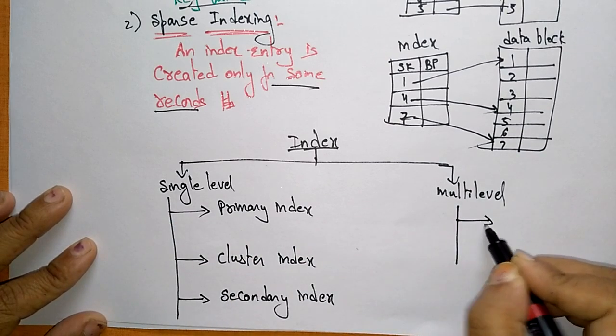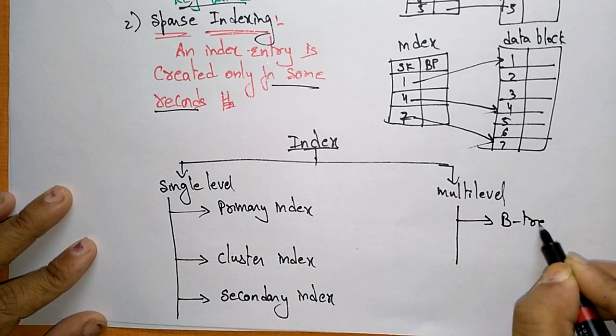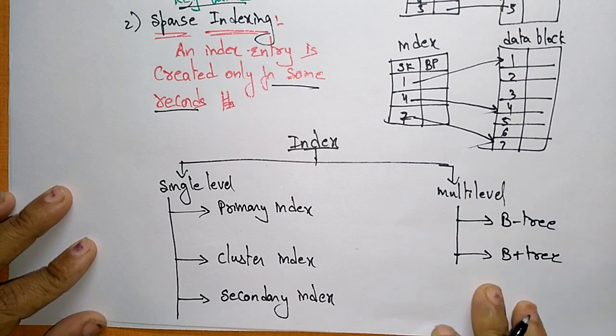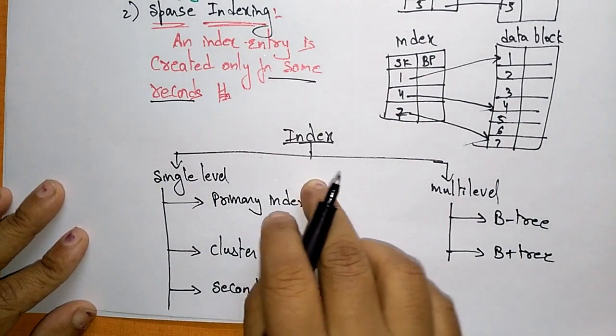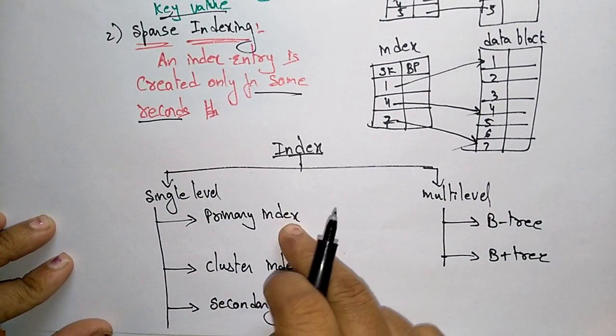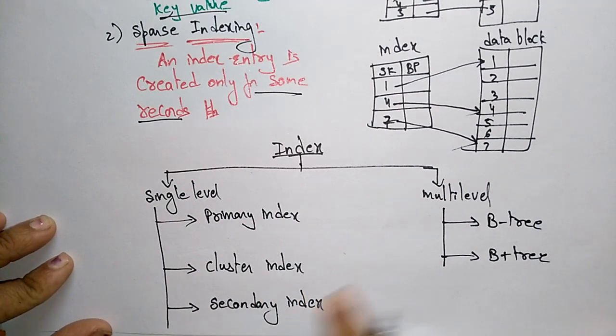index is B tree and B plus tree. Okay, so the index may be a single level or a multi-level. Single level is primary index, cluster index, secondary index. Multi-level is B tree and B plus tree.